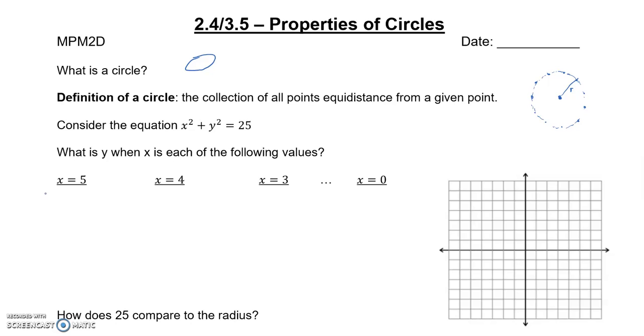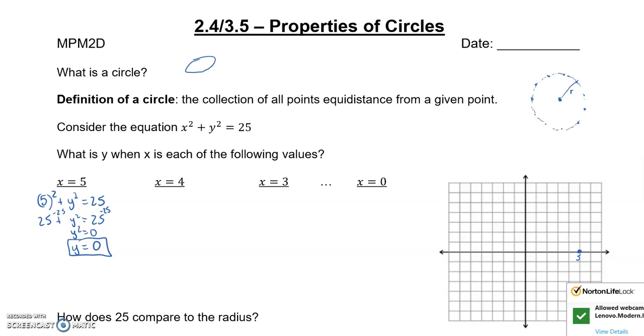We're going to solve for y. So we get 5 squared plus y squared equals 25. So that gives me 25 plus y squared equals 25. Well, if I subtract 25 from both sides, I see that y squared is equal to 0, which means when you take the square root of 0, it's just 0. And so I'm going to plot that point on this graph here. When x is 5, so here's 5 on the graph, y is 0. So that's a point right there.